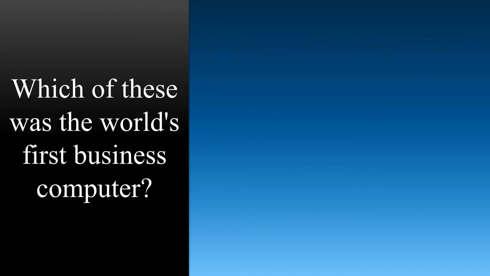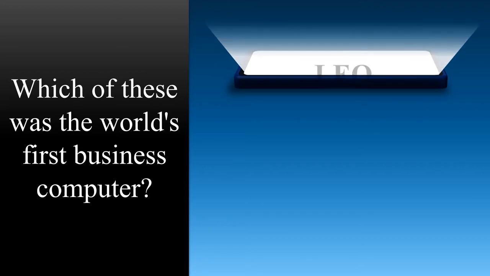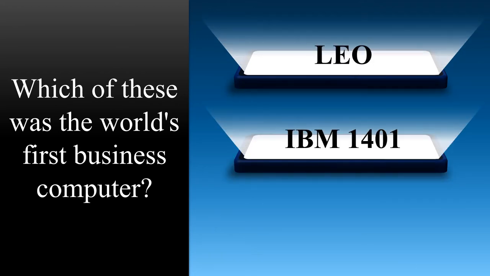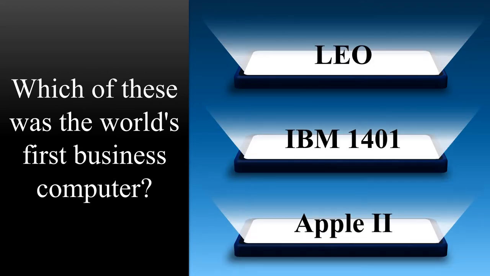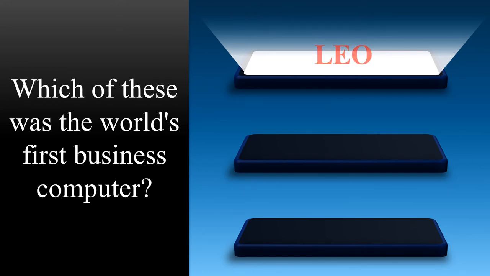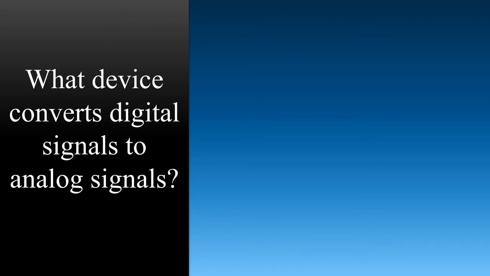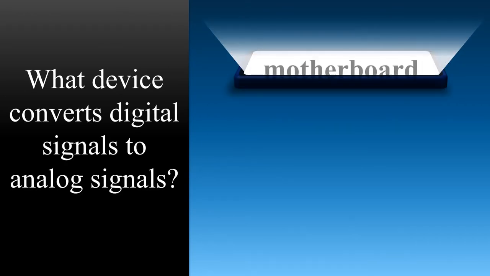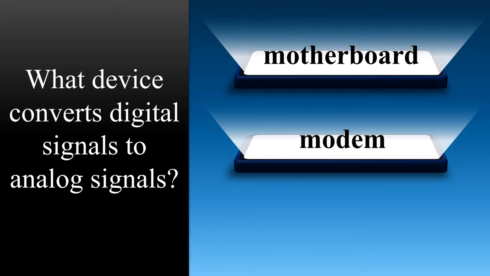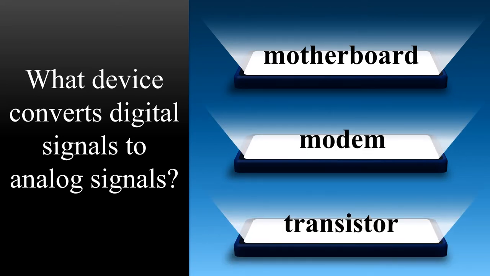Which of these was the world's first business computer? Is it Leo, IBM 1401, or Apple II? What device converts digital signals to analog signals? Is it motherboard, modem, or transistor?